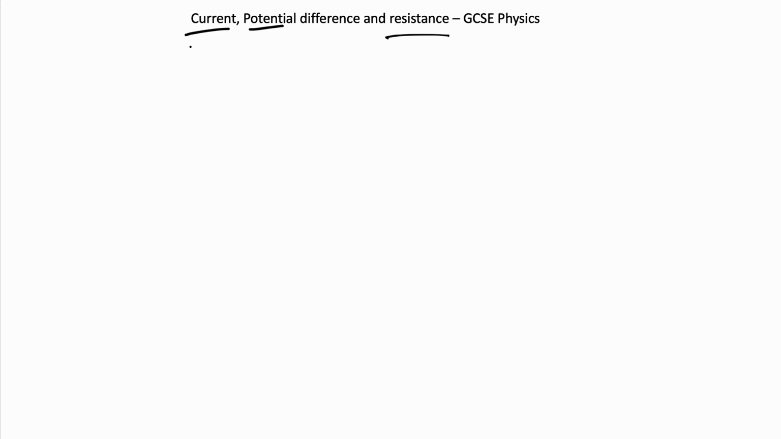So, current has the symbol I. Potential difference has the symbol V. And resistance has the symbol ohms. And I'll explain what each of these mean in just a second.